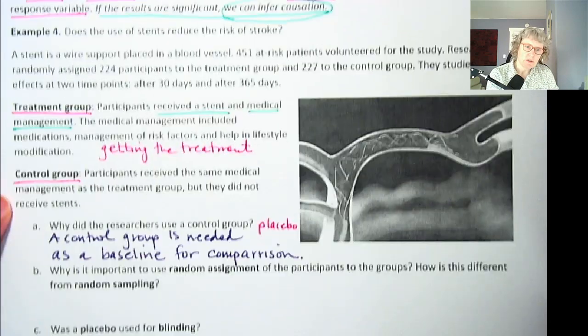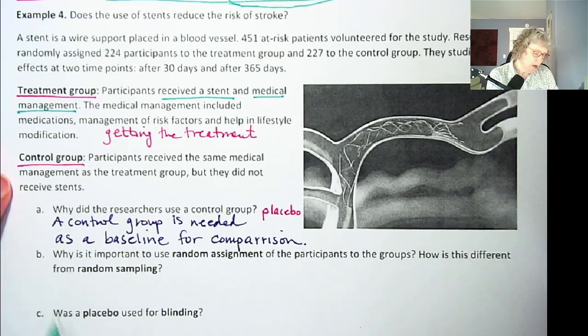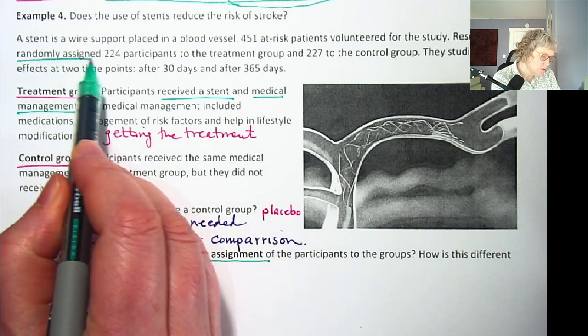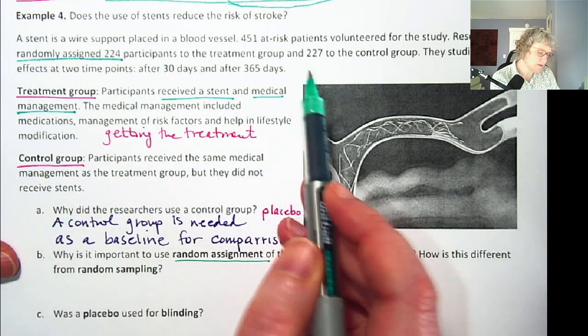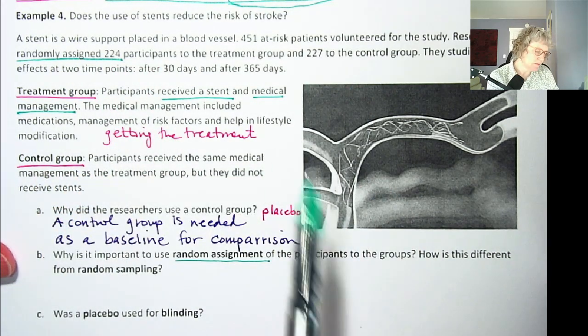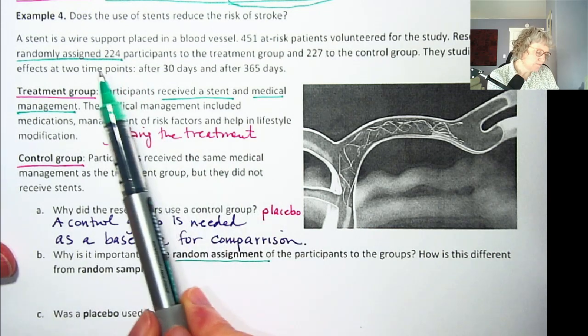Okay, question letter B. Why is it important to use random assignment of the participants to the groups? How is this different from random sampling? Okay, so let me go back up here for a second and see where this occurred. Researchers randomly assigned 224 participants, 227. So they're not quite equal. They don't have to be exactly equal, but we try to get close.